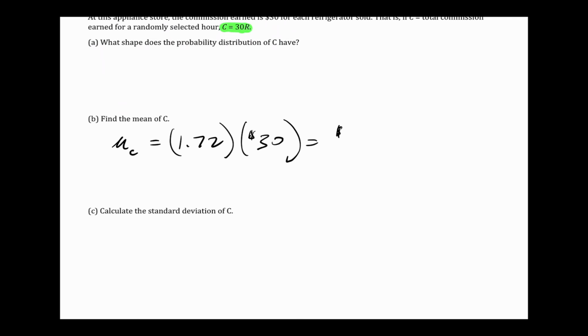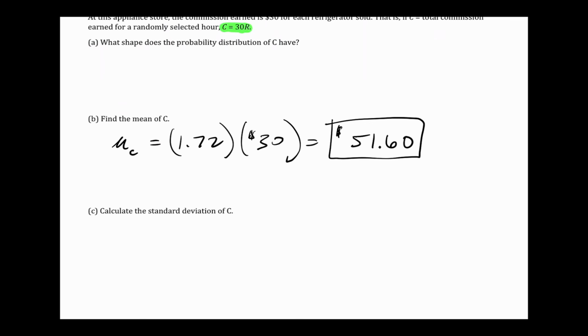What do we get? 51.6. How much money is that? $51.60, right? So what does that number mean? I would expect in 1 hour, if I work there, to make $51.60. It's not bad for 1 hour on top of what you already make hourly or however they pay you. That's how salesmen and saleswomen are paid, by commission, so that they work more.